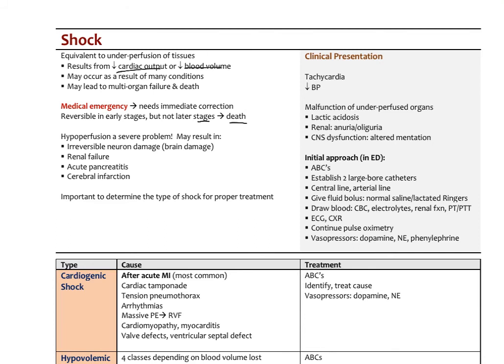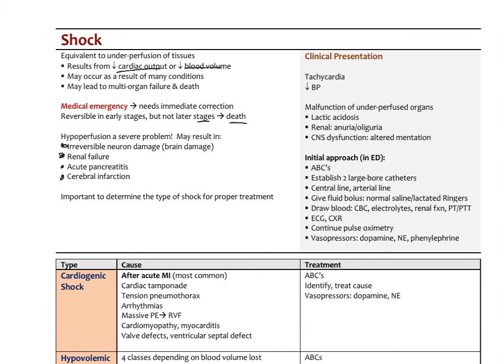Hypoperfusion is a severe problem. It can result in irreversible brain damage from death of neurons, renal failure, where your kidneys die, acute pancreatitis, or cerebral infarction. And so it's important in shock, and again, these are cases that usually present to more urgent or emergency settings. But if you're hiking in the backcountry and a person is injured, it's always important to consider, are they going into shock and how do we appropriately address that?